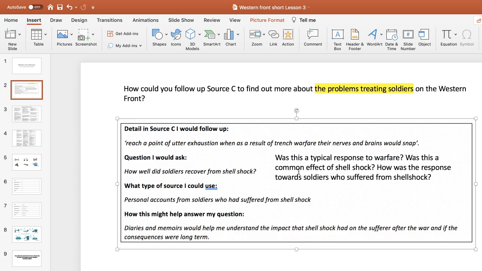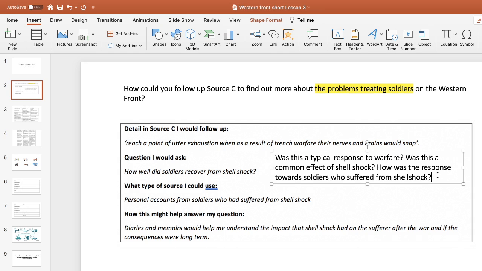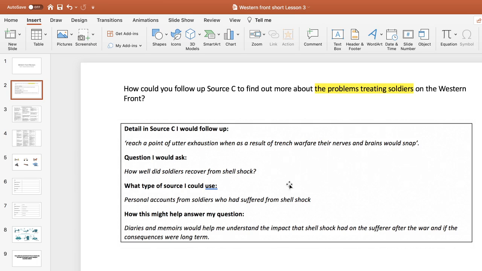So I might say, let's say if my question was, let's just keep to the ones that we already have. So how well did soldiers recover from shell shock? Well, who would know? What source could we go to that would tell us how well soldiers recovered? Because we're thinking about the treatment of soldiers. And in this case, we chose a personal account.